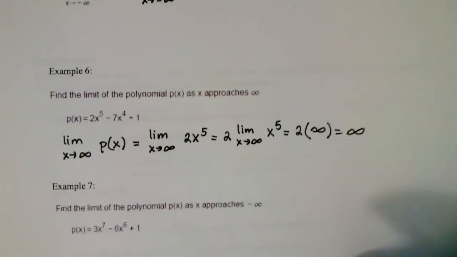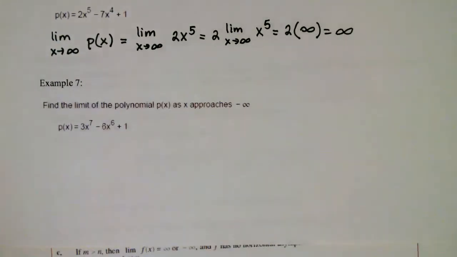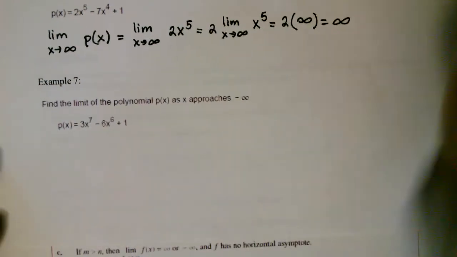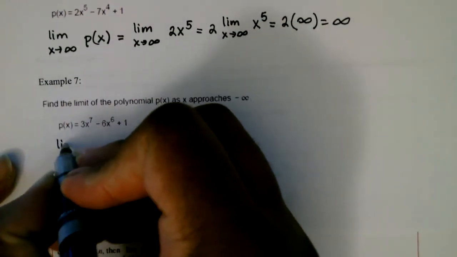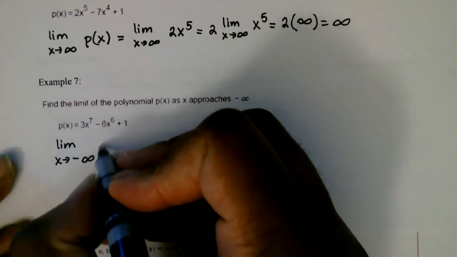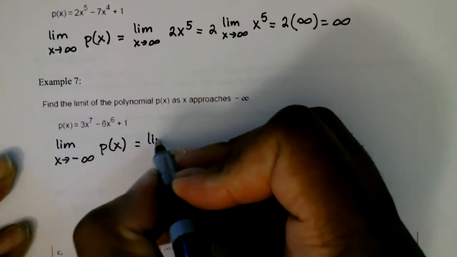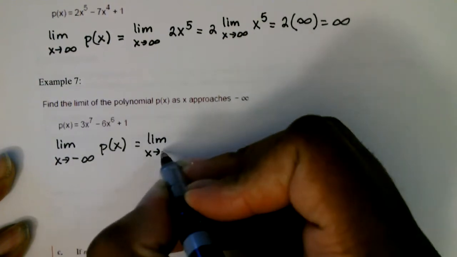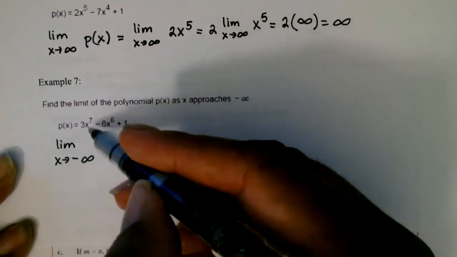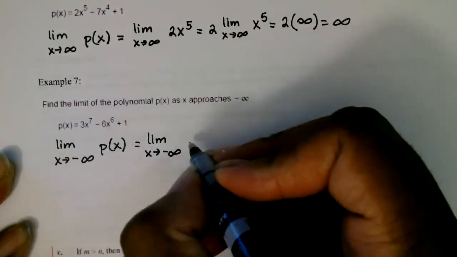All right, now the next example, example 7, is finding the limit of the polynomial function p of x as x approaches negative infinity. So this time, we're taking the limit as x approaches negative infinity of p of x. With a polynomial function like this, all we do is look at the leading term, which in this case is 3x to the 7th.